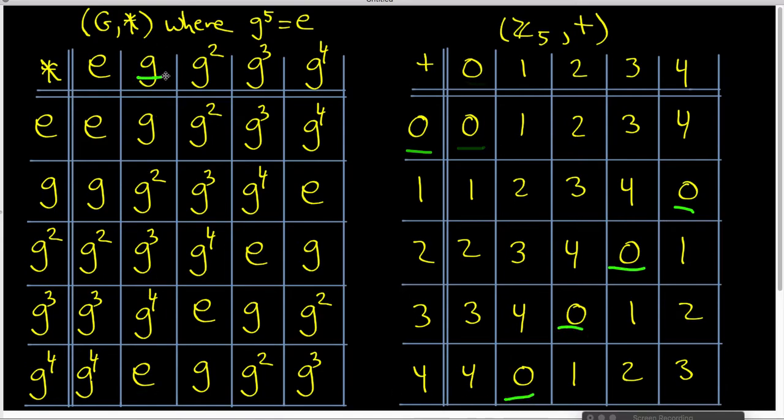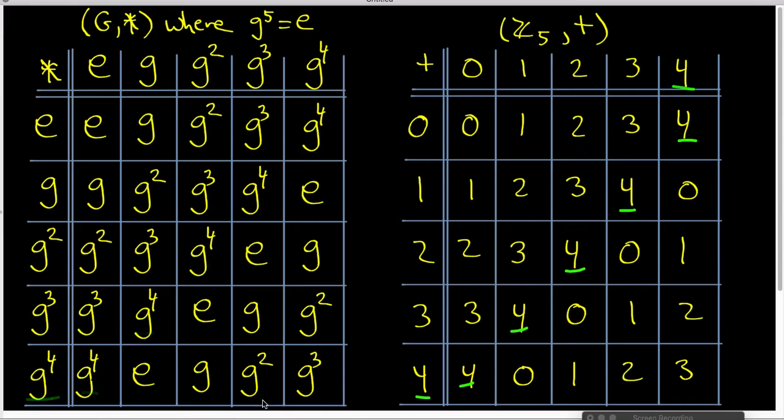And wherever there is a g, which is g to the 1, there's a 1 over here. And wherever there is a g squared, there's a 2 in this table. I'm highlighting those, and the 2's come here. And then wherever there's a g cubed, there's a 3 in the table for Z5. And finally, wherever there's a g to the 4, there's a 4 over here in the Cayley table for Z5.